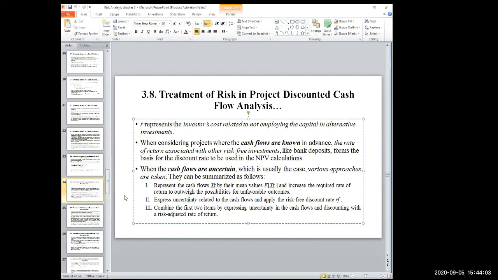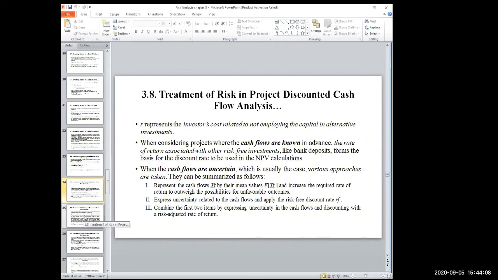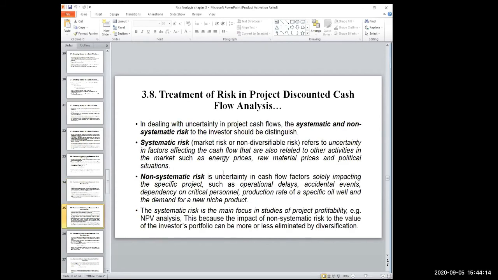Then we can quantitatively deal with how to manage risk using discounted cash flow analysis. Now, when we deal with project cash flow, we must care about the type of risk which was discussed at the beginning of chapter 2. That is, we have to identify systematic and unsystematic risk. In this case, we focus on systematic risk.